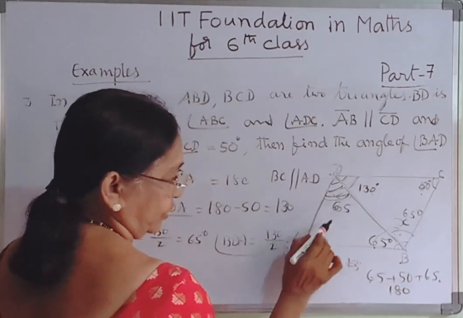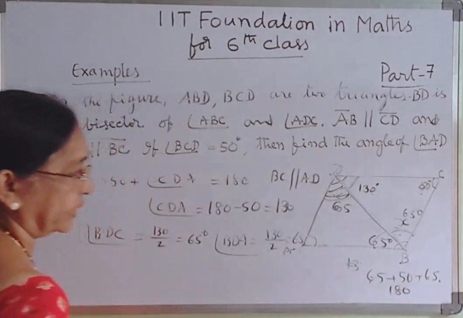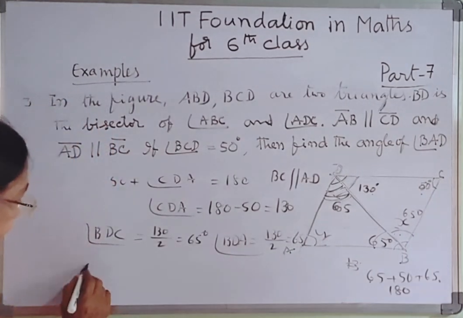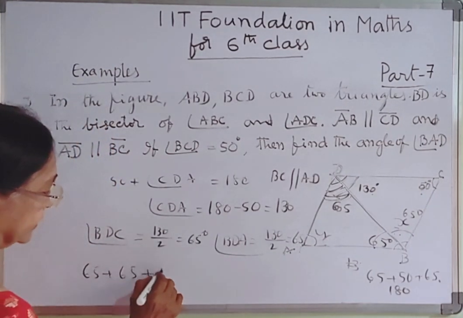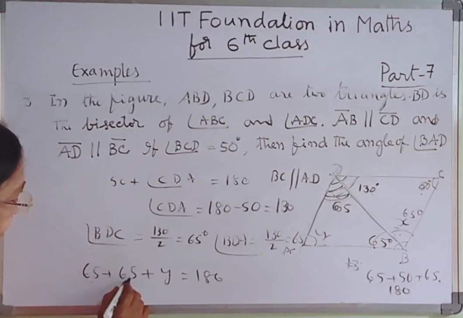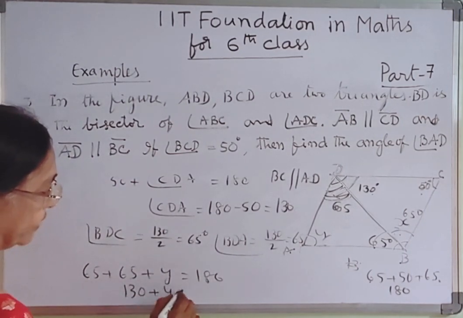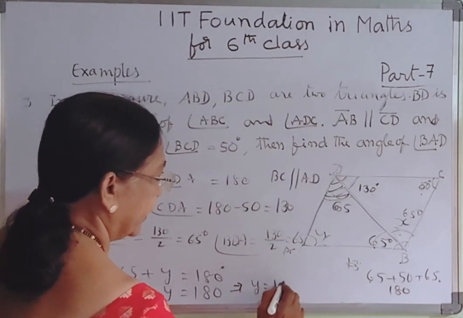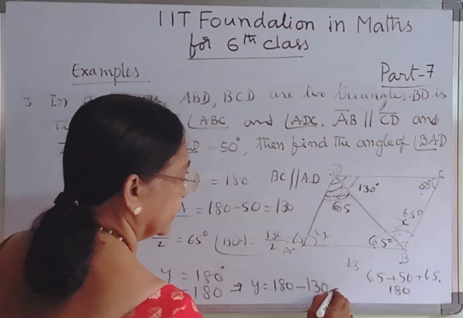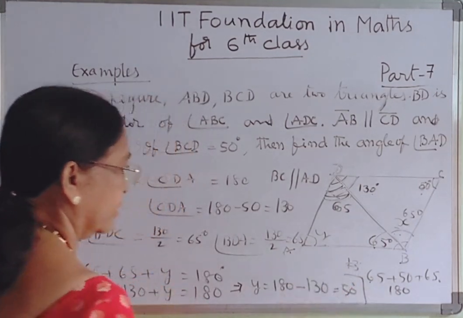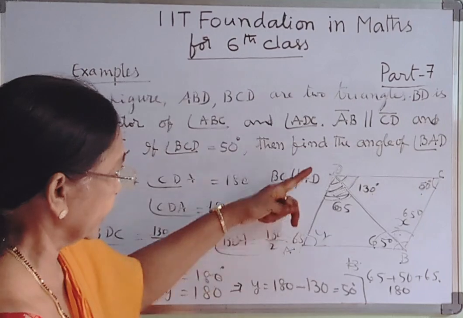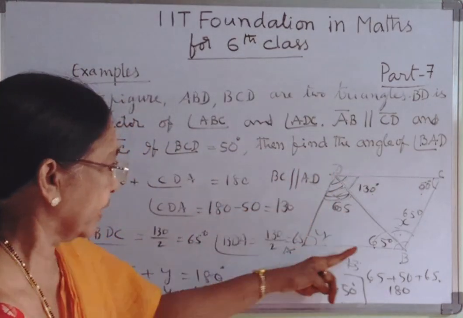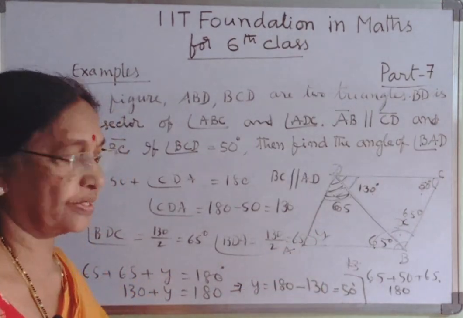This is 65. So, as the sum of the three angles in a triangle is equal to 180 degrees, if we take this angle as y, 65 plus 65 plus y is equal to 180. 65 plus 65 is 130. 130 plus y is equal to 180 degrees. So, y is equal to 180 minus 130, that is equal to 50 degrees. So angle y is equal to 50 degrees, that is angle BAD or angle DAB. This angle is equal to 50 degrees.